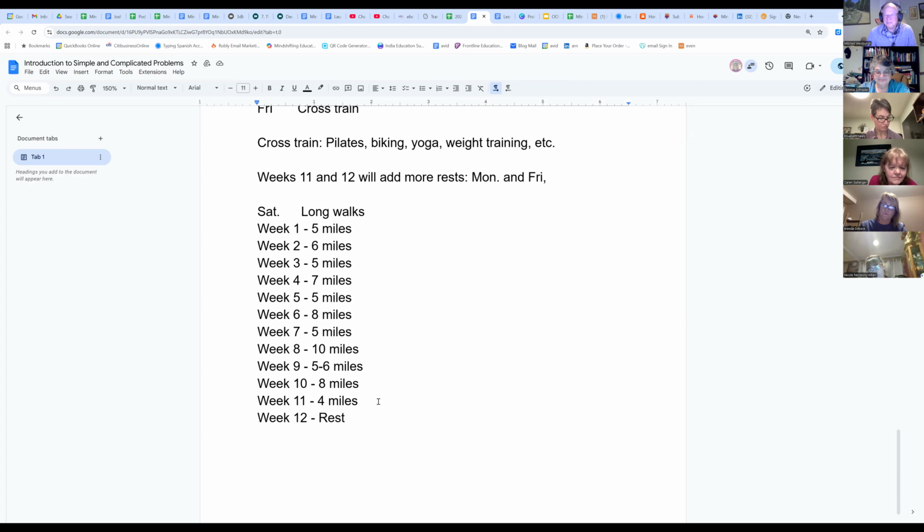So you kind of jumped up from 8 to 10 because 8 miles is already pretty long. So what's a few more? Then after that, 5 to 6 miles. And this is the one that really surprised me, is at the end, they actually have you doing less because you don't want to overexert yourself before the race. So you're going to go back to 8 miles in week 10, and week 11 you would actually go down to 4 miles. And the surprising thing is week 12 you rest on Saturday.